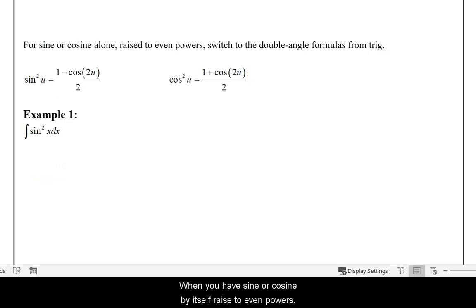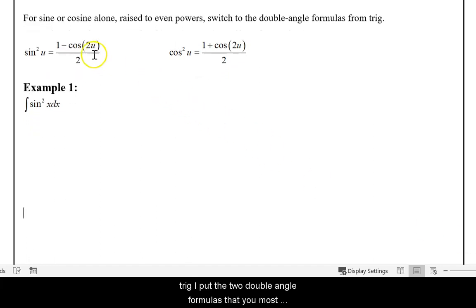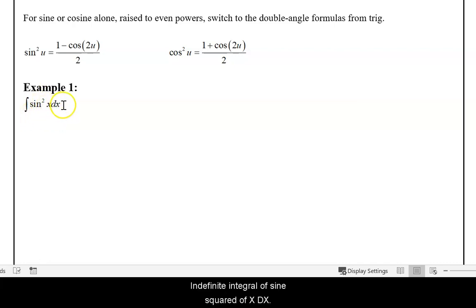When you have sine or cosine by itself raised to even powers, consider switching to the double angle formula from trig. I put the two double angle formulas that you most likely will want to use here onto the screen. Let's work through example 1, which is the indefinite integral of sine squared of x dx.